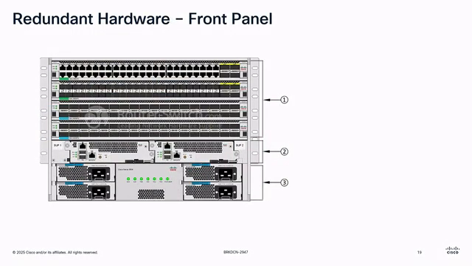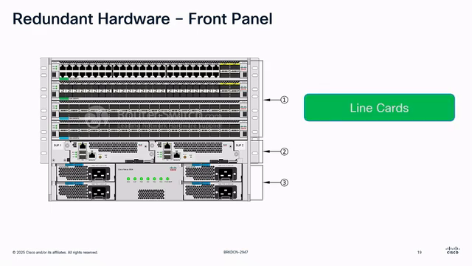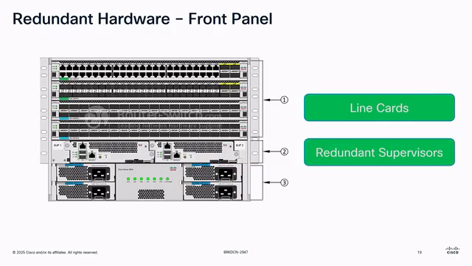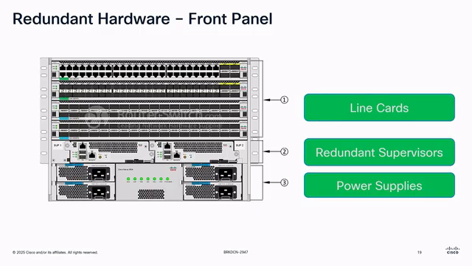If I look at just the chassis from the front, this is what it looks like. I have a bunch of line cards depending on whether I'm on 1 RU, 2 RU, modular device, etc. You have the redundant supervisors if it is a modular. You won't have that if it's a top of rack device. And you have the power supplies and the redundant power supplies that you can use.